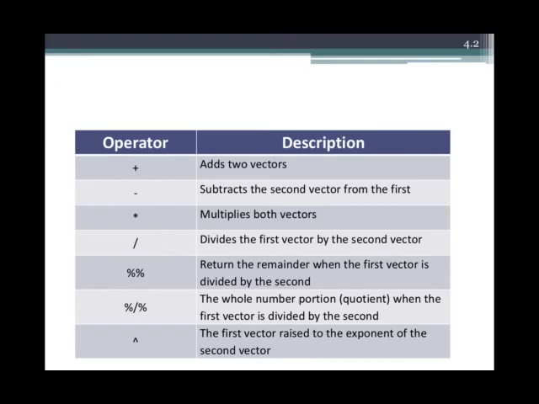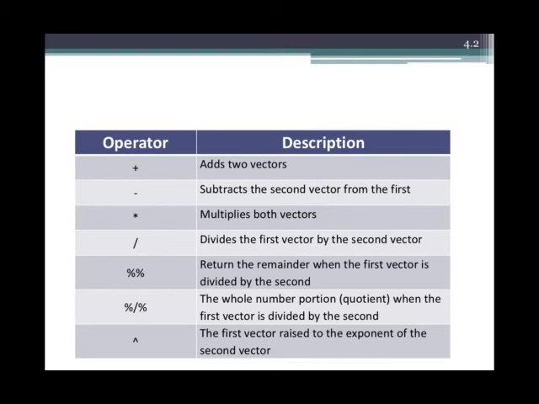Let's look at the operators, the arithmetic operators. The first one is an add, a plus sign, which adds two vectors. We have minus sign, which subtracts the second vector from the first. The asterisk is a multiply operation. Slash is a division operation.